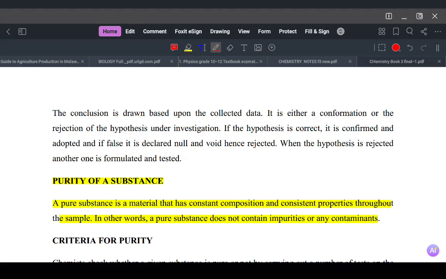All right, an example of a pure substance is water. If water contains only H2O molecules, then that means such water is pure. So for water to be pure, it means it contains nothing other than the water molecules themselves. All right, if we add salt to water, then the salt in that case is impurities. Therefore, the water is not going to be pure.